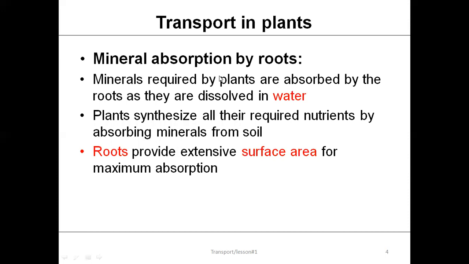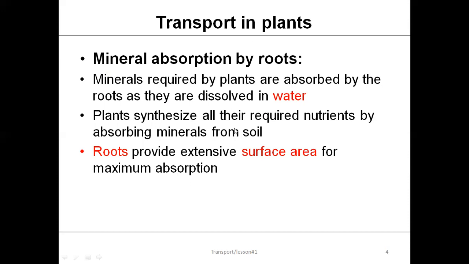Okay. Mineral absorption by roots. Minerals are required by plants and they are absorbed by the roots as all the minerals are dissolved in water. आपको पता है plants need micro and macro molecules, and most of them are dissolved in water. And the minerals in plants are actually utilized in various metabolic processes, and they are also used as coenzymes. So these minerals are very, very essential, and in case a deficiency of these minerals occurs inside the plant, then a situation which is known as deficiency disease arises.